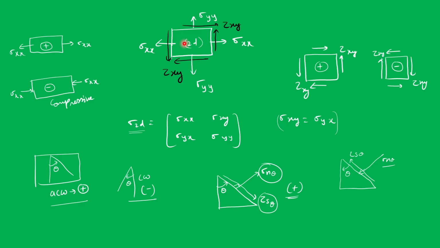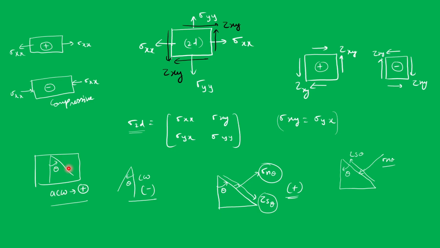Then this is the stress system in 2D, so stresses in 2D. That is sigma xx, sigma xy, sigma yx, sigma yy, and these sigma xy and sigma yx are equal. And this is the sign convention that we are going to use for the shear stress, and for the normal stress, plus and minus. This is the sign convention that we are going to use for the inclined plane.